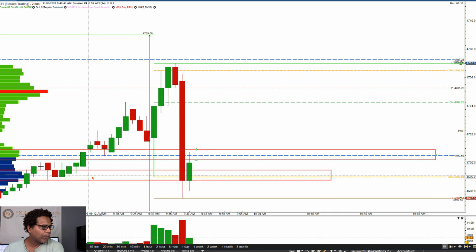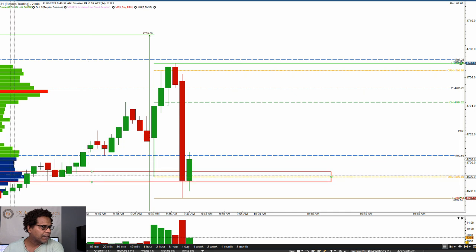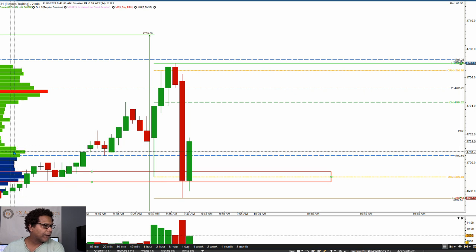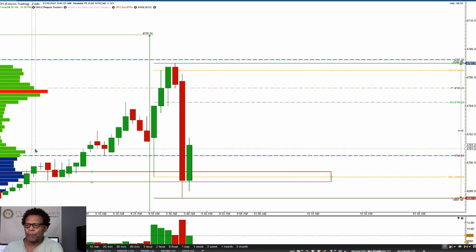So I'm gonna move this down because look how it changed. You could see this area changed a little bit. So now you have bigger value here, more volume here. And this is where this came down for support. There's a slight level here we could mark.